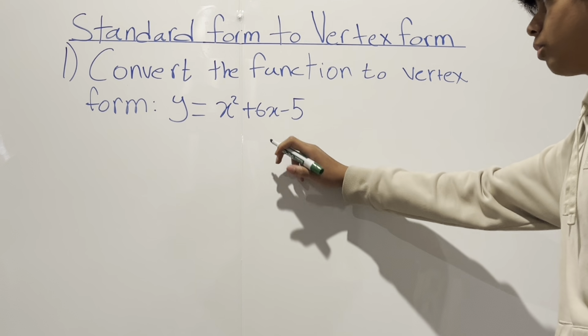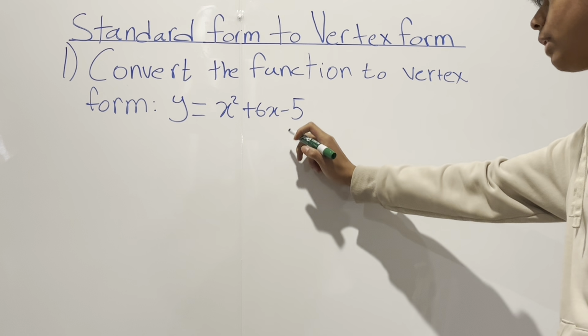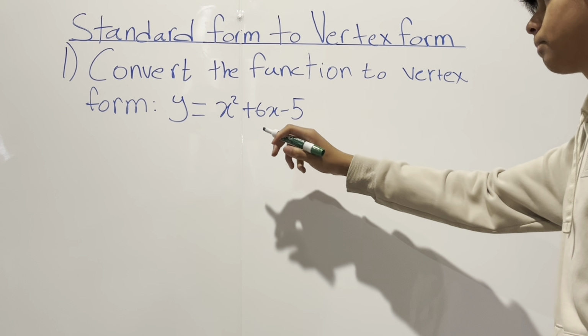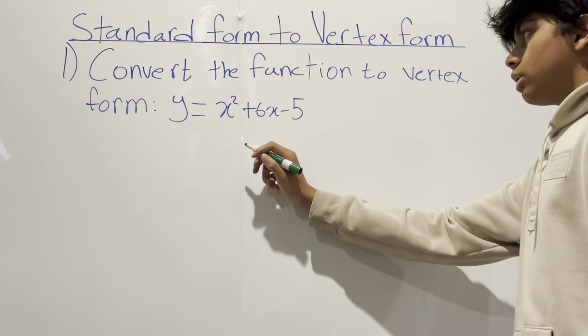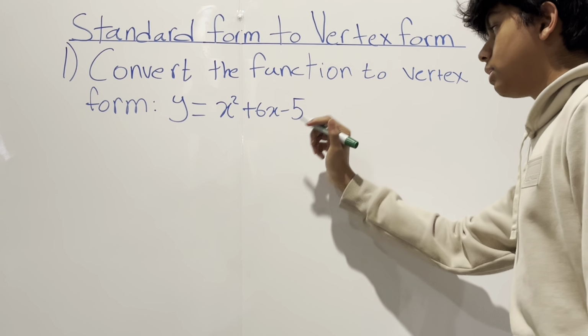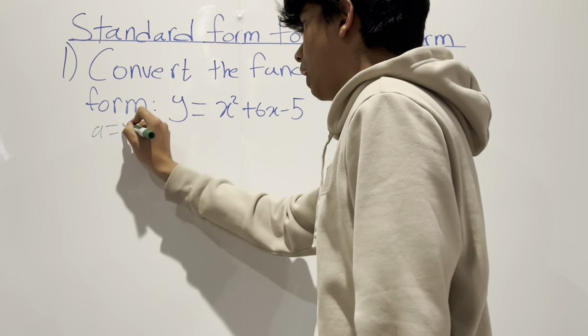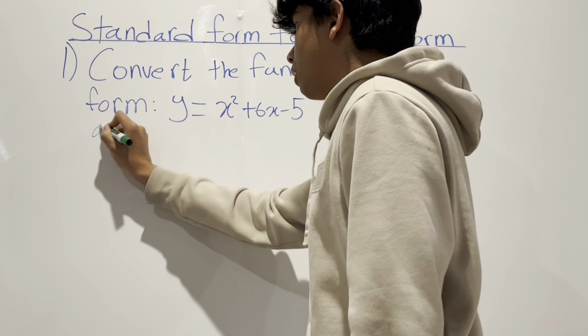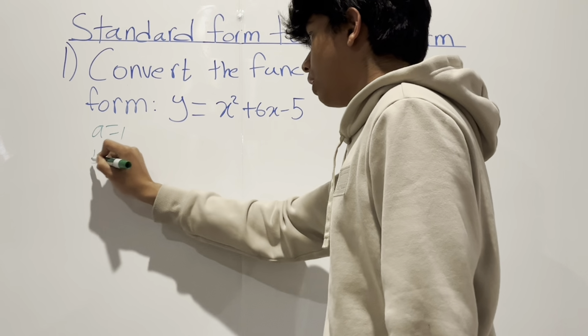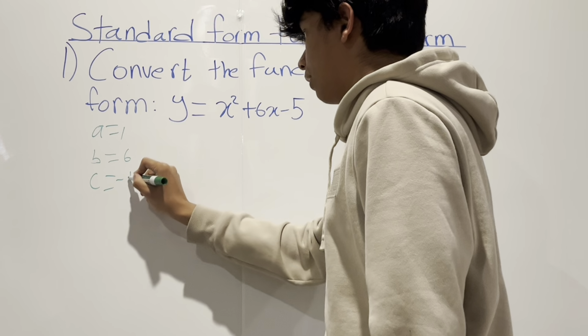Okay, so we have the function y equals x squared plus 6x minus 5, and we have to transform it to the vertex form. The first step is to see what our a, b, and c values are. My a value is 1, my b value is 6, and c is equal to negative 5.